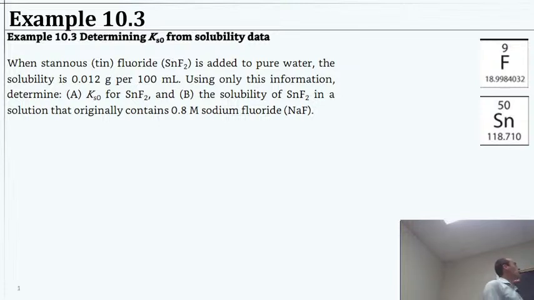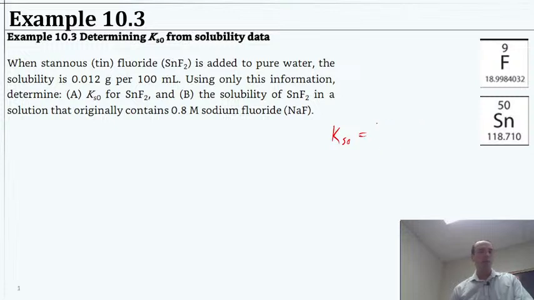Good. Okay. All right. So we left off last time talking about this stannous fluoride, tin fluoride chemical. We looked at this example. We said we'd pick up here next time and look through the solutions together. So here we have SnF2 added to pure water, and we were tasked with, first of all, if we are given some data that 12 milligrams of this stuff dissolves in 100 milliliters, determine the solubility product.